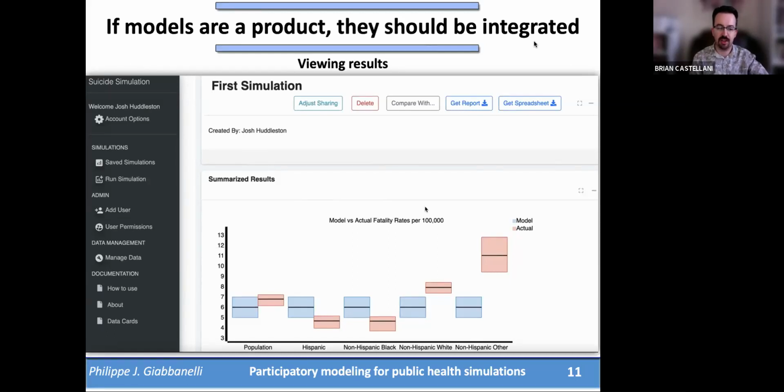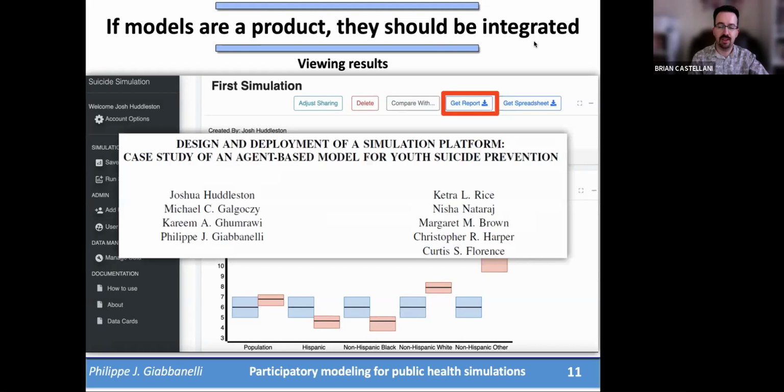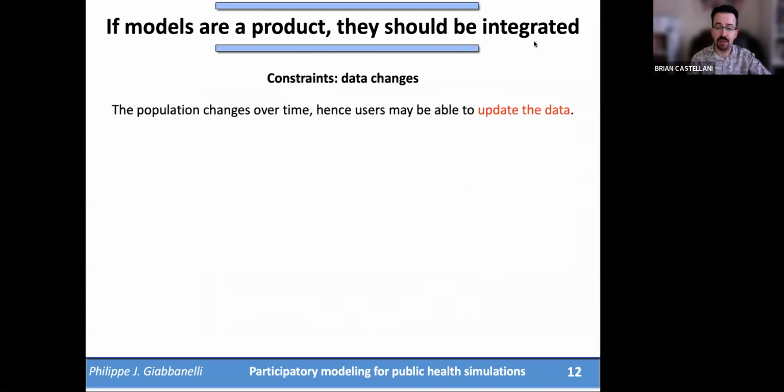To answer that question, we like to compare the output of the models against expectations. We can also compare different interventions. We have means to automatically create a report for people. So all that was explained in detail in a recent paper. Note that when you create a model as a product, you have to think of a few more constraints.